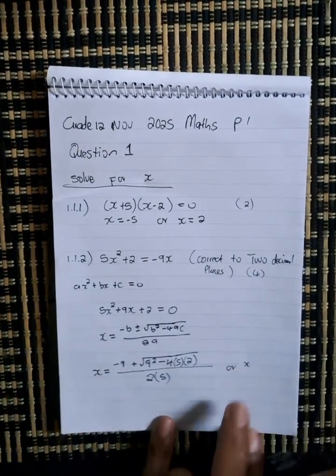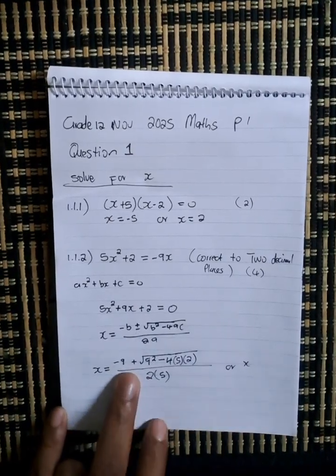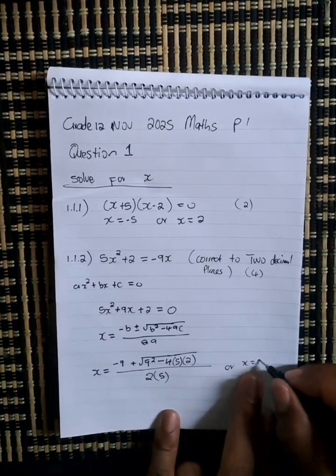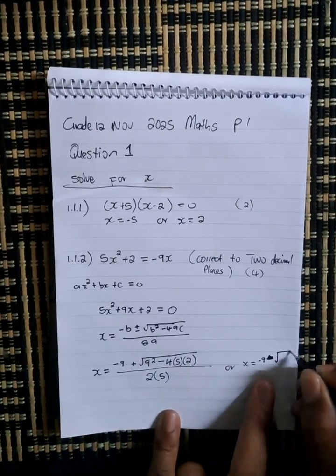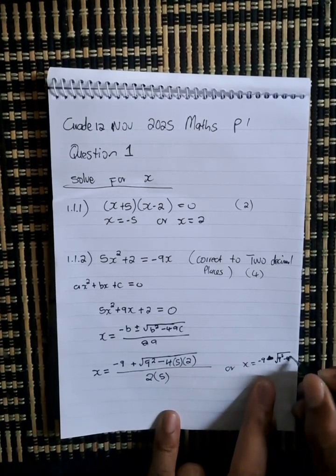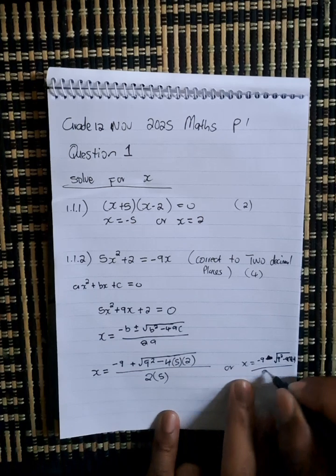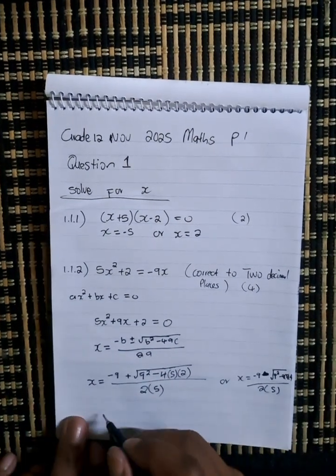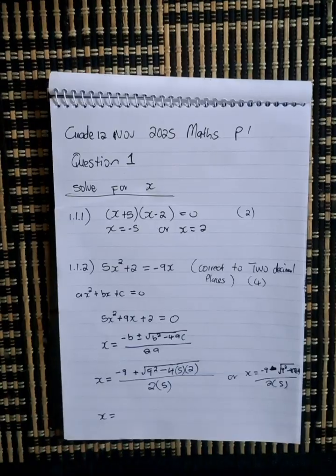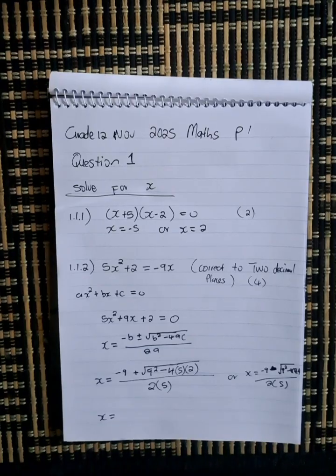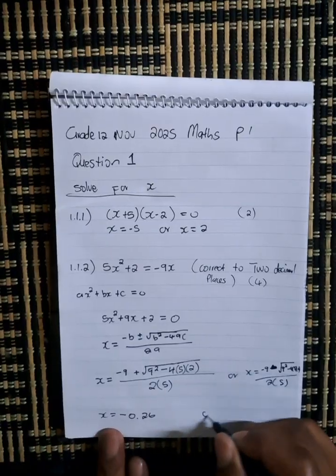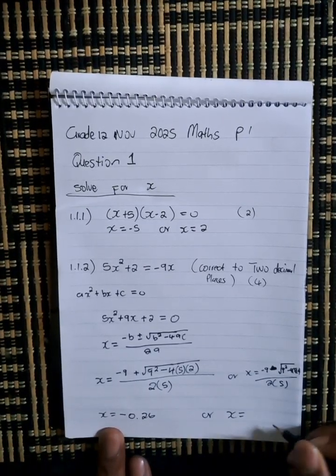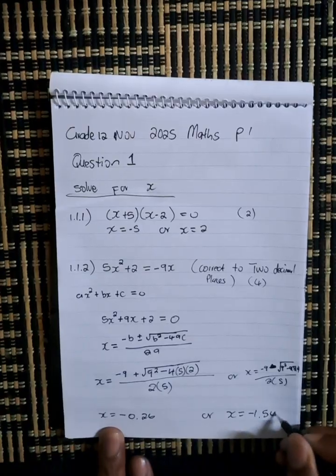Remember, we did it for the positive, so now we have to do it for the negative. x equals negative 9 minus the square root of 9 squared minus 4 times 5 multiplied by 2, all over 2 times 5. Then we punch it in the calculator, and it's going to give us x equals negative 0.26 or x equals negative 1.54.